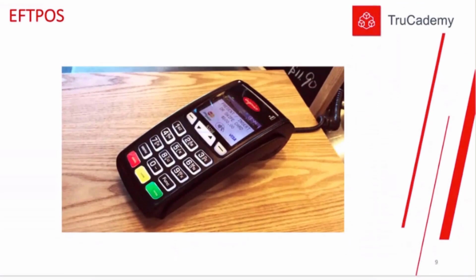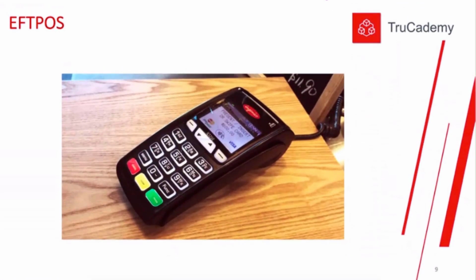Alright, now this is a machine that we basically call electronic funds transfer at point of sale. So over the counter or at the point of sale, we will be having this machine.